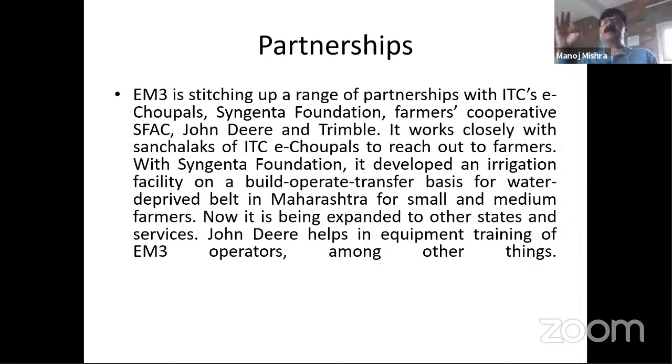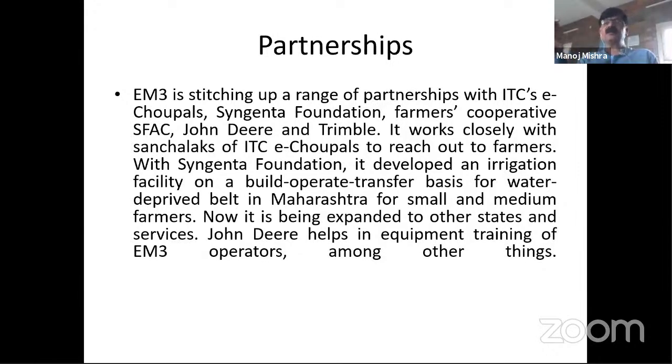within which we can look at the sustainability dimension is also to look at one way of what is called as partnerships. EM3 is talking about partnership with ITC eChopal. They are talking about partnership with Syngenta Foundation, Farmers Cooperative SFAC, John Deere, the tractor company, and Trimble, the equipment-based companies. They have taken support of the Sanchalaks because they are the people who are trained in providing services of the ITC eChopal. And they are reaching out to several sets of farmers.